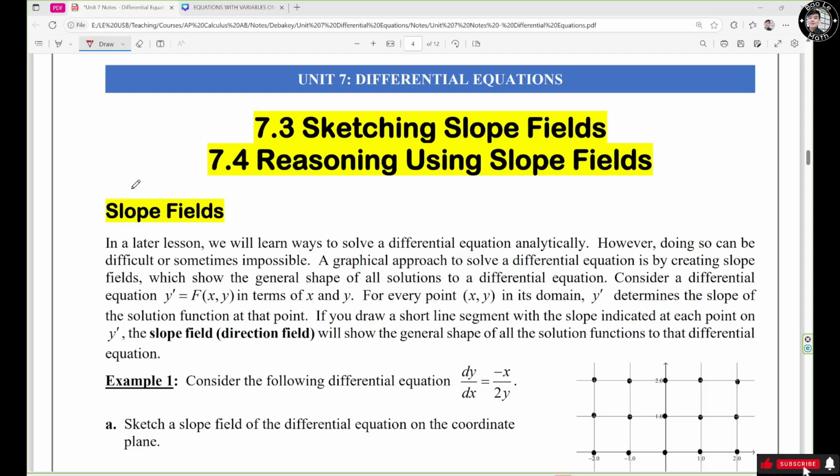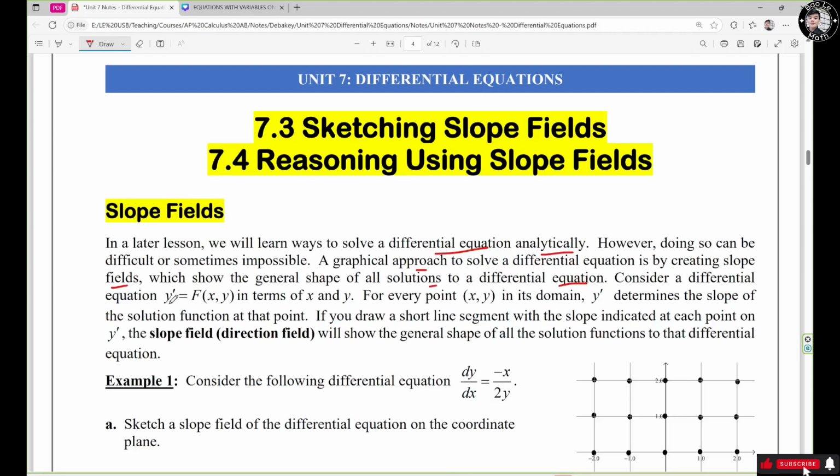Hello everyone, in this video we're going to explore topics 7.3 and 7.4, slope fields. In a later lesson, we will learn ways to solve a differential equation analytically. However, doing so can be difficult or sometimes impossible. A practical approach is to create slope fields, which show the general shape of all solutions to a differential equation.